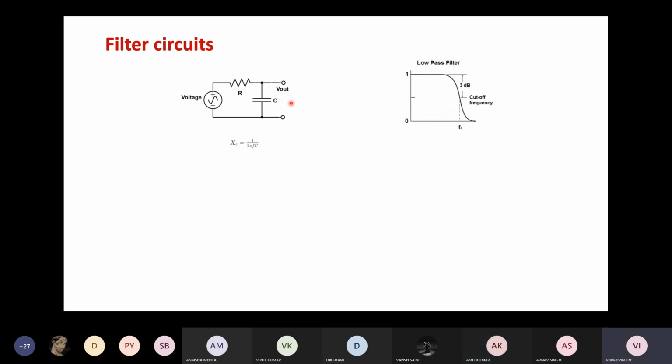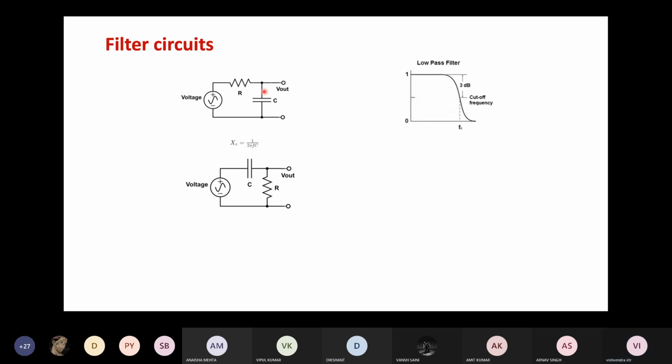Yeah, so this is a low pass filter circuit, very simple low pass filter in which the output is taken across the capacitor. Okay, similarly, and this is the cutoff frequency. You might also be aware of this, that below this frequency, the capacitor would be able to respond to the input signal, and above this frequency, the capacitor won't be able to respond.